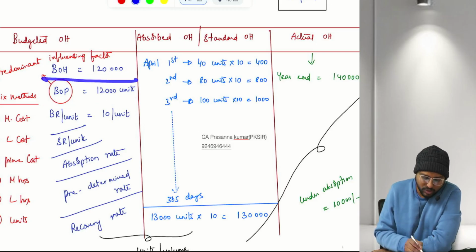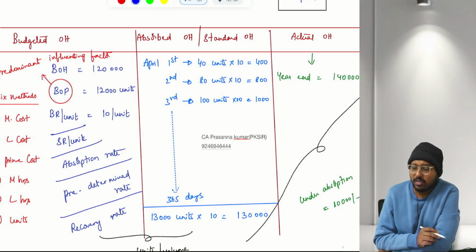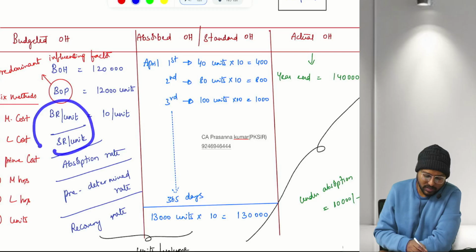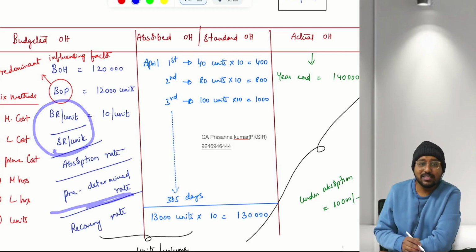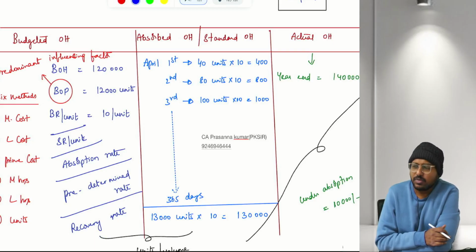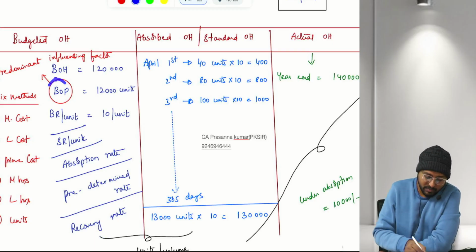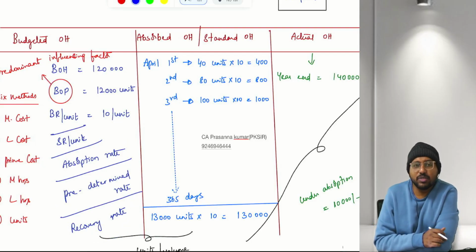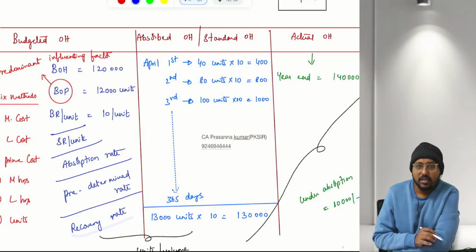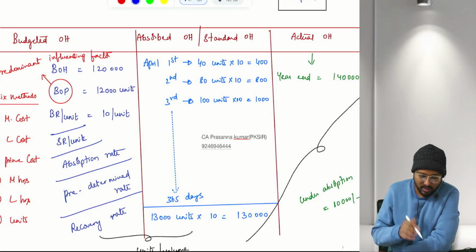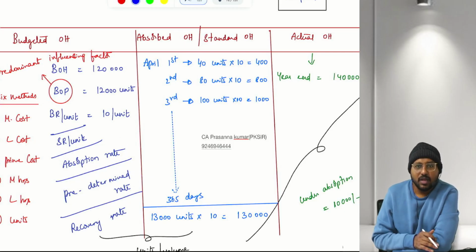And I will divide these two to find out a rate, which is nothing but the absorption rate, or we can also call it the budgeted rate, or the predetermined rate, or recovery rate. So many names for that. But it's important to remember all the names, because in one question he'll ask with one name. One question he will say recovery rate. Another question he will say predetermined rate. Another he will say absorption rate. Another he'll say budgeted rate. Our ICA is like that, so we can't do anything. Therefore, it's important for us to remember all the names.